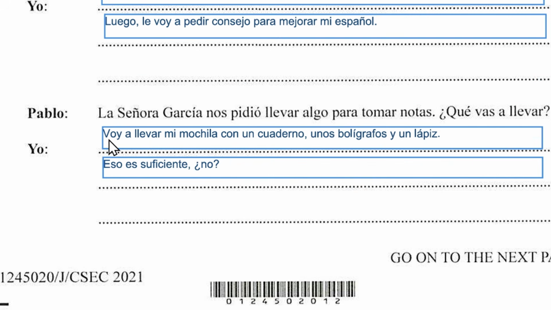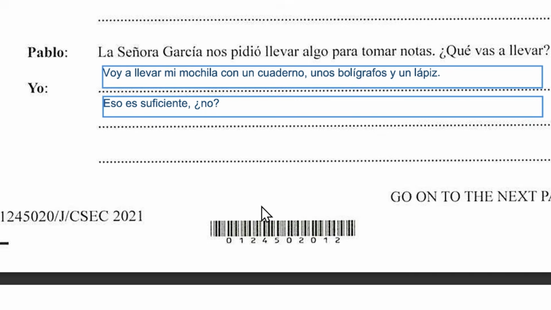So that is how I approached it as well. So I stated, I am going to carry my knapsack, my backpack, with a notebook, some pens, and a pencil. That's enough, right? No means right. That's a great conversational insert right there. So we can use it in our writing and in our speaking as well. And this is definitely enough, because all we needed to mention was something to take notes, a notebook, and a pen or a pencil should suffice. Let's go on to the next line.